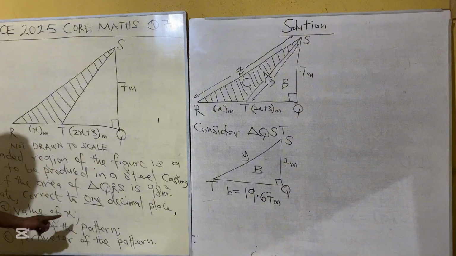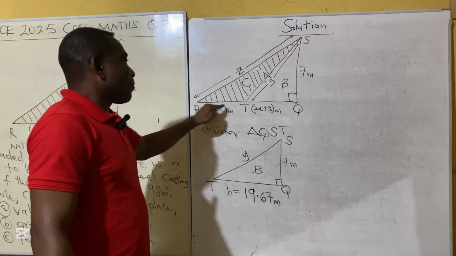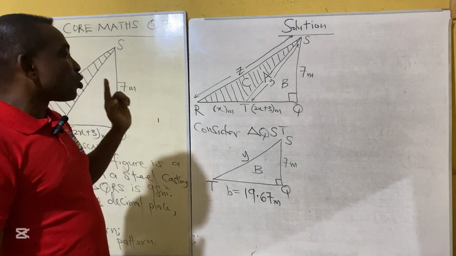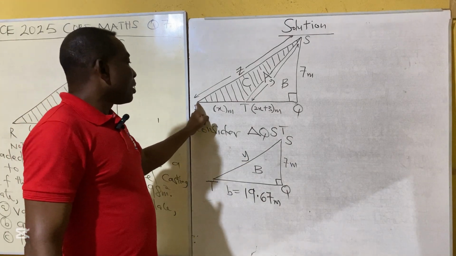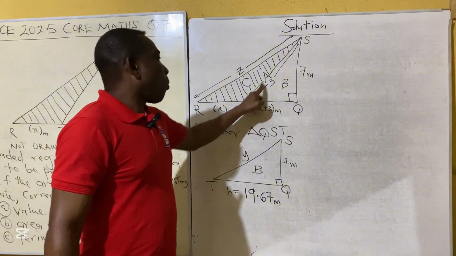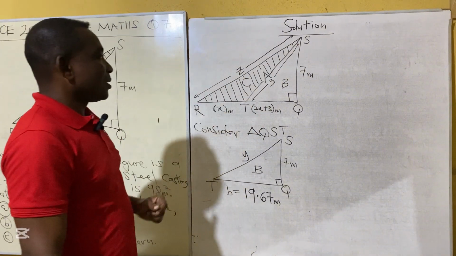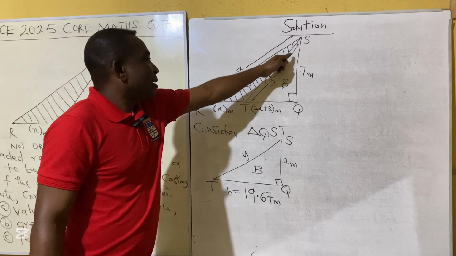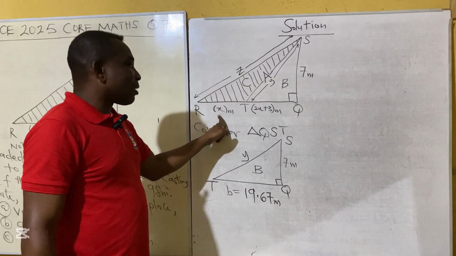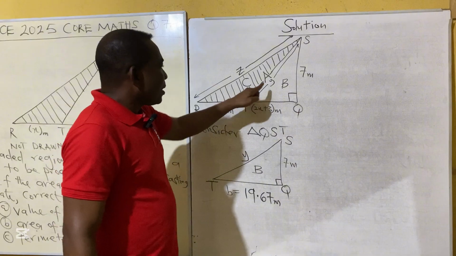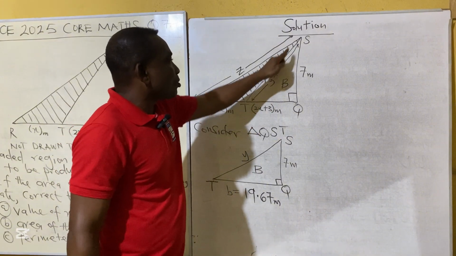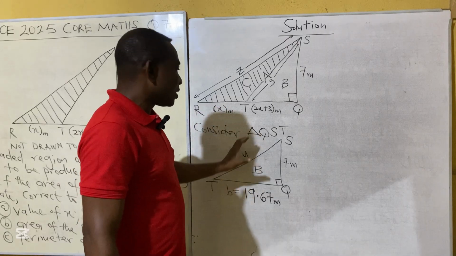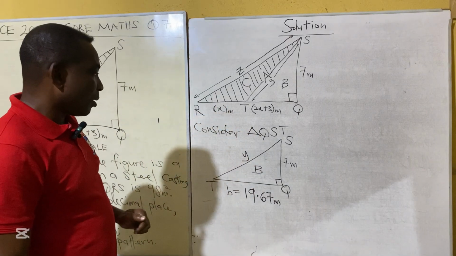Next, calculate the perimeter of the pattern. So that is the pattern. The perimeter is the distance around a plane figure, so the perimeter is going to be x plus y plus z. How do we get y and z? The x we have already calculated. Now, y here is the hypotenuse of this smaller right angle triangle, so let's calculate it using the Pythagoras theorem.